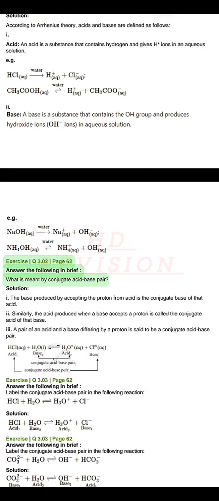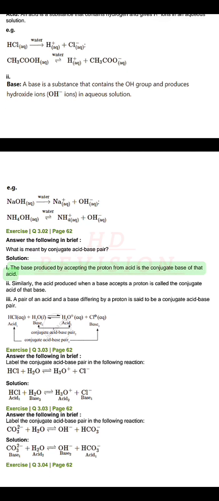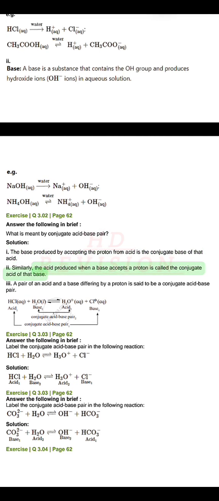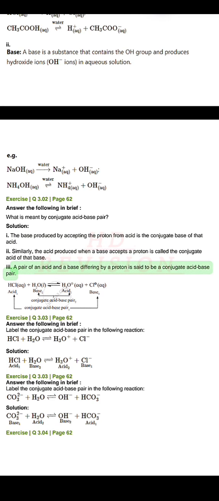Exercise Q3.02, page 62. Answer the following in brief. What is meant by conjugate acid-base pair? Solution. The base produced by accepting the proton from acid is the conjugate base of that acid. Similarly, the acid produced when a base accepts a proton is called the conjugate acid of that base. A pair of an acid and a base differing by a proton is said to be a conjugate acid-base pair.